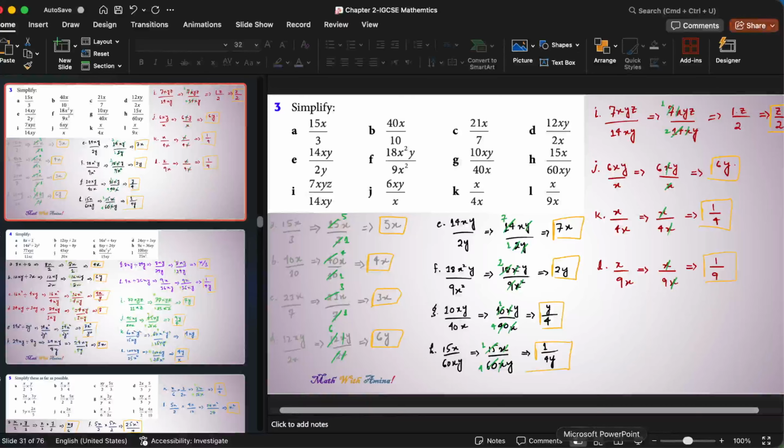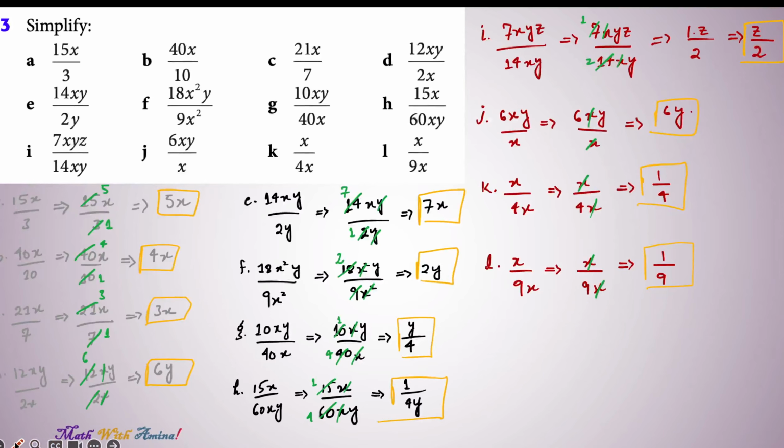Hi, we have question number 3 from our exercise 2.4. In here, we are given different fractions and we are asked to simplify them.